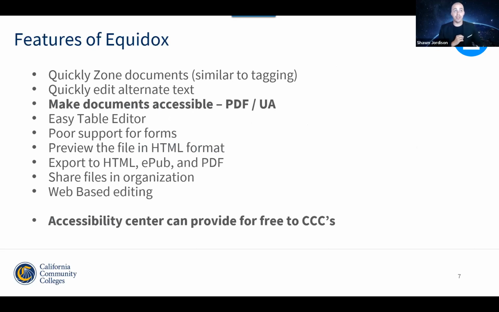So what about some features of Equidox? I've kind of jumped around my presentation, but here's some things you can do. You can quickly zone documents. They have a built-in slider that allows you to choose what parts you want zoned. You also can literally click and drag your mouse, similar to the reading order feature within Acrobat. You can quickly edit alternate text document-wide. So if you had a 100-page document, you could add alt text to the images on one screen.